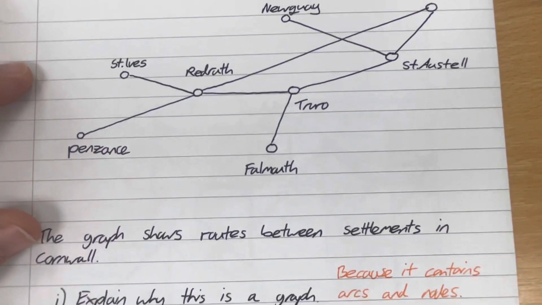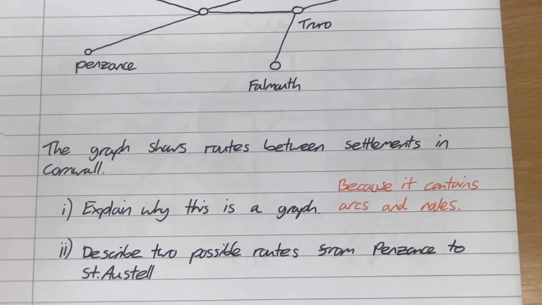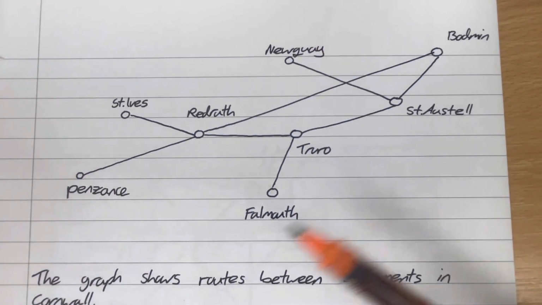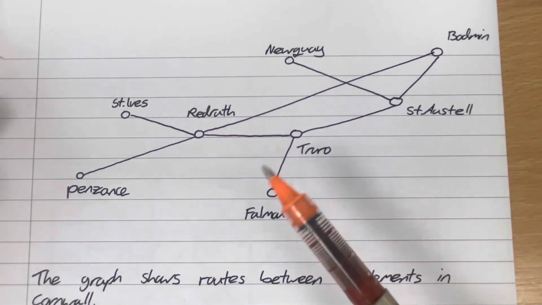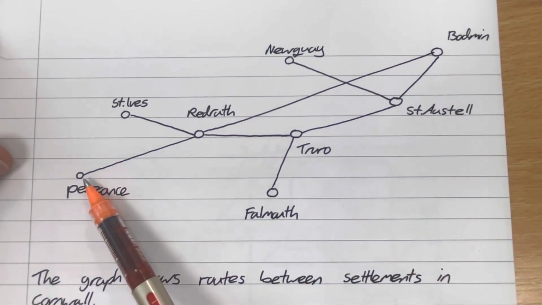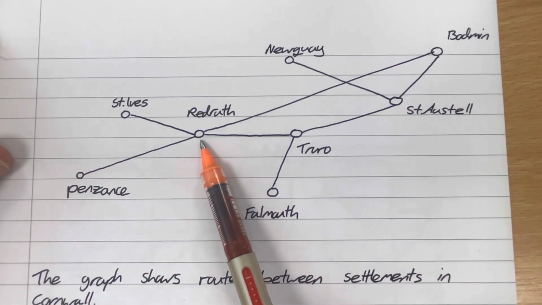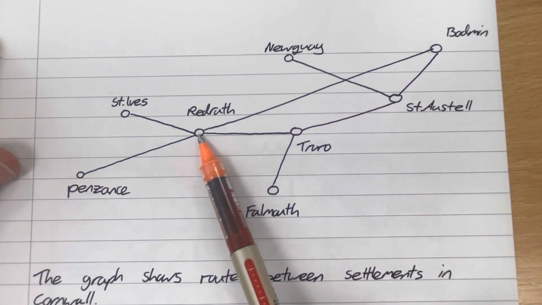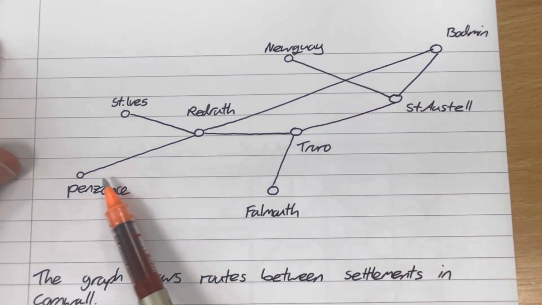Part 2, describe 2 possible routes from Penzance to St Austell. Okay, so using these specific arcs, we can go from Penzance to Redruth, and then we can choose to go either up to Bodmin and down to St Austell or through Truro. So there's my 2 routes.